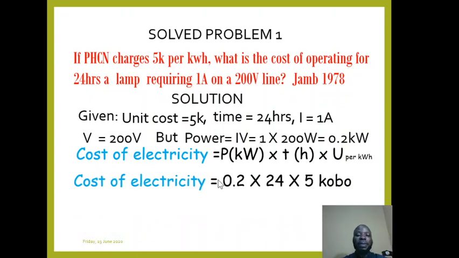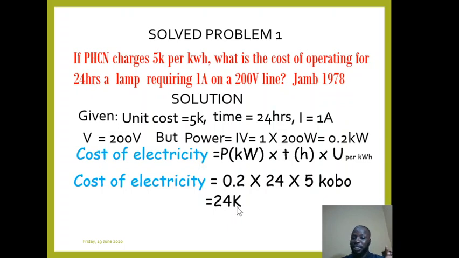Now, just substitute the parameters given to us in this case. Power in the question is 0.2 kilowatts. This is my 0.2. Time is in hours. The value of time is known already, which is 24 hours. Then U, which is unit cost, is 5 kobo, based on what you have in the question. Multiplying these together is going to give us 24 kobo.